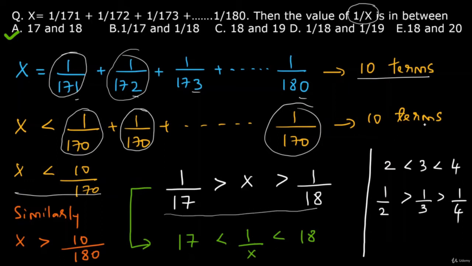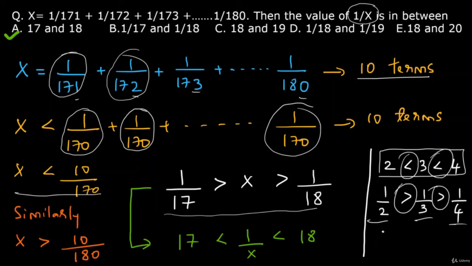Now, let's take a quick side note. We know that 2 is less than 3 and 3 is less than 4. Now, let's take the reciprocals of each of these terms. We'll get 1 by 2, 1 by 3 and 1 by 4. Now, over here you can observe that when you do this, these signs have to be reversed, because 1 by 2 is greater than 1 by 3 and 1 by 3 is greater than 1 by 4.